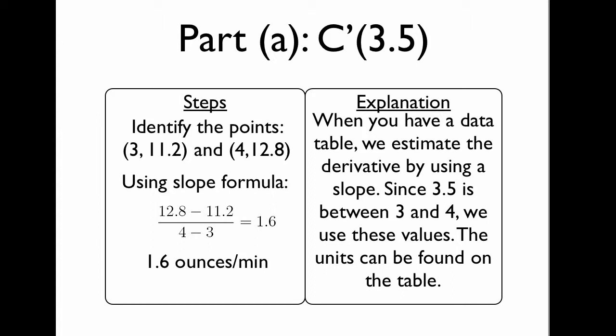Those are my points. Then using the slope formula, I have y2 minus y1 over x2 minus x1. That's your old slope formula from algebra. So I put that in here, and my y values are 12.8 minus 11.2, and my x values are 4 minus 3, which gives us 1.6. Finally, notice it says show the computations and then indicate units of measure. So in our answer, we want to say what the units are. Here we're going to have ounces per minute, because the C of t values are ounces and the t values are minutes.